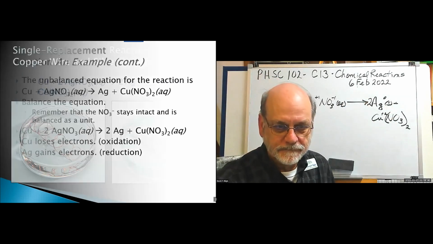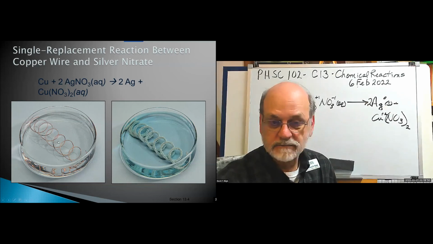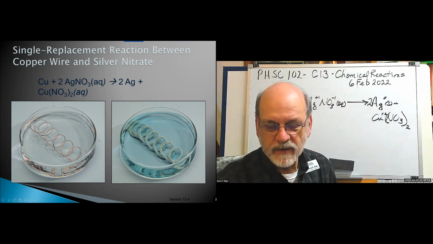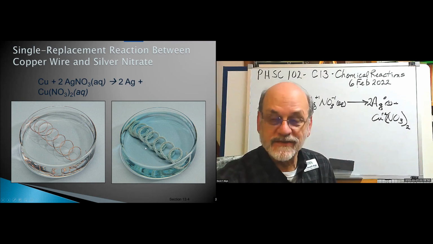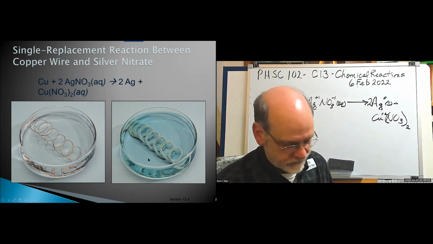And this is what it would look like, right? See the silver replacing the copper here? Well, the copper replaced the silver. Now the silver metal, and then the copper nitrate is a blue color.